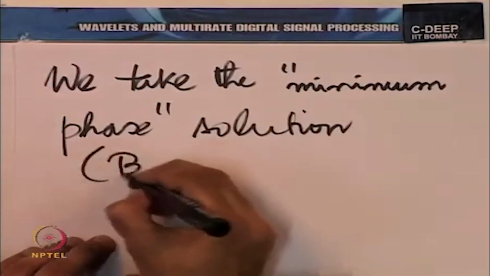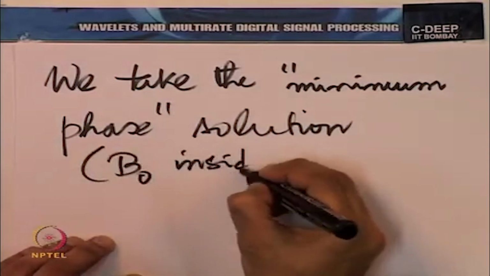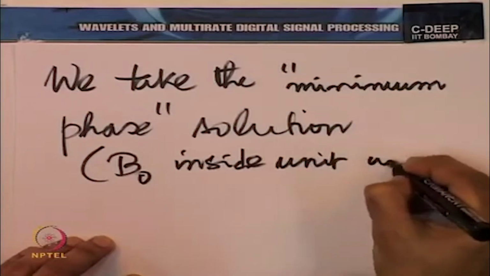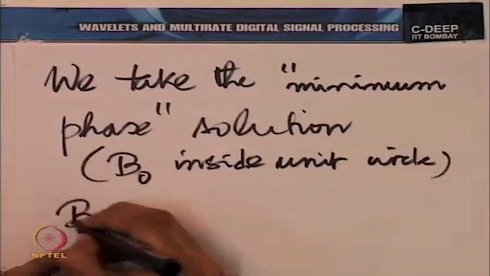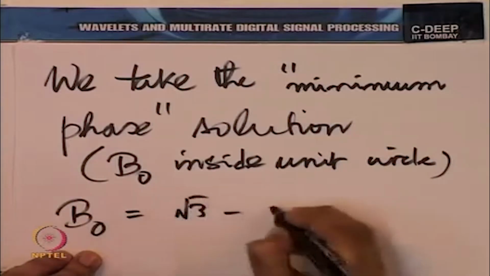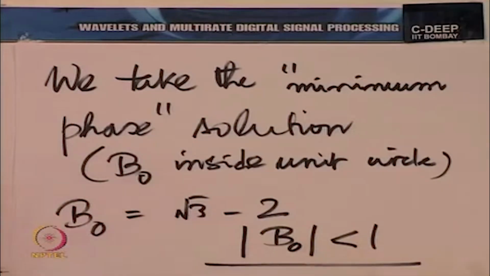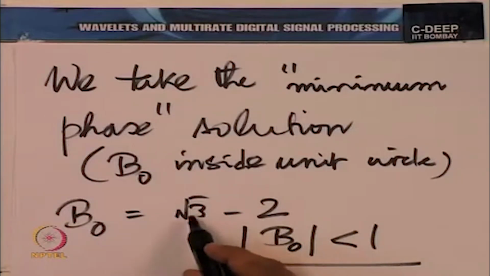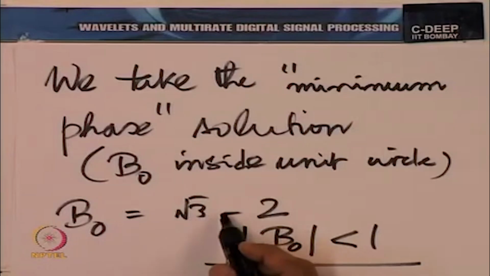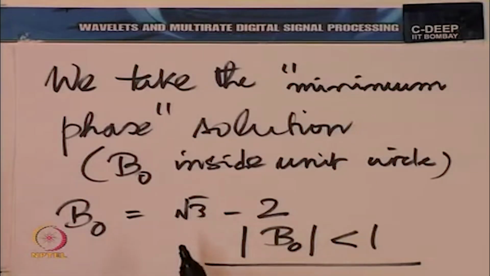That is B 0 inside the unit circle. And we have B 0 is square root 3 minus 2. Obviously, mod B 0 is less than 1 here. And one can also evaluate this approximately. If you recall, square root of 3 is about 1.73. So, this would be 1.73 minus 2, and one can come up with an approximate value. That is not really an issue. Anyway, we can now put down the impulse response of the Daubechies low pass filter therefore.